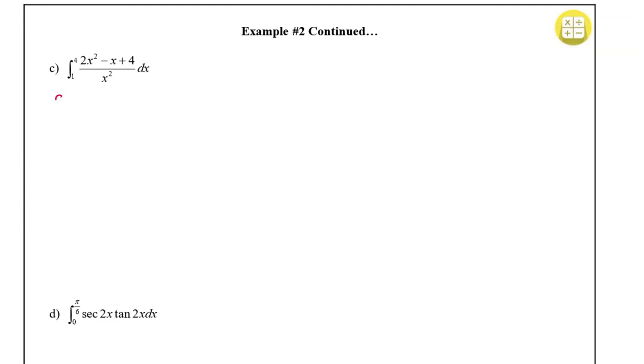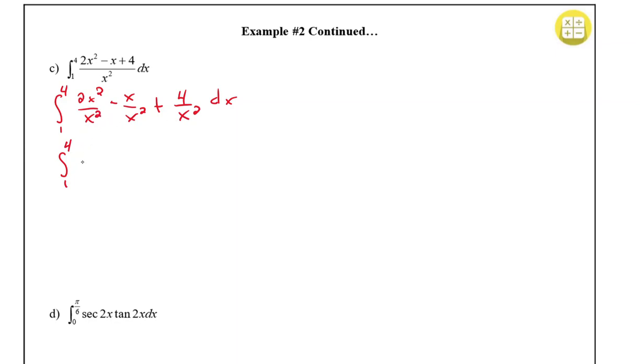So this would be the same thing as the integral from 1 to 4 of 2x squared over x squared minus x over x squared, plus 4 over x squared dx. Okay, that's going to work out better. We can take the integral of each of these pieces. So I'll simplify this again. So this is from 1 to 4. Oh, sorry, that should have been x squared. Maybe you guys noticed that.